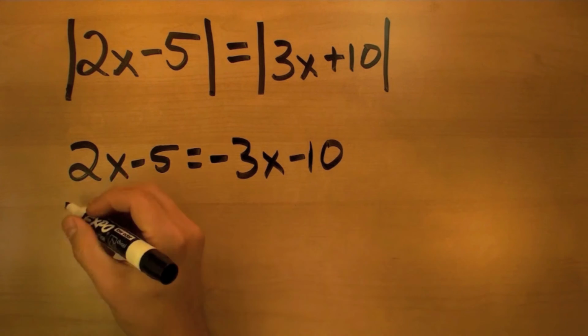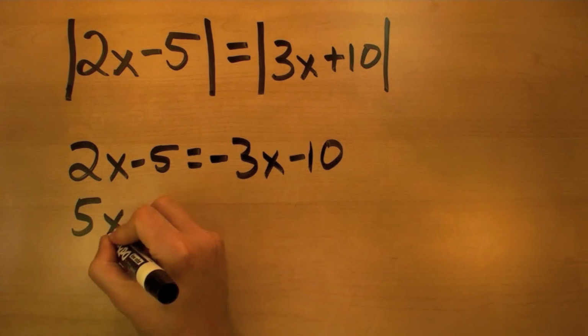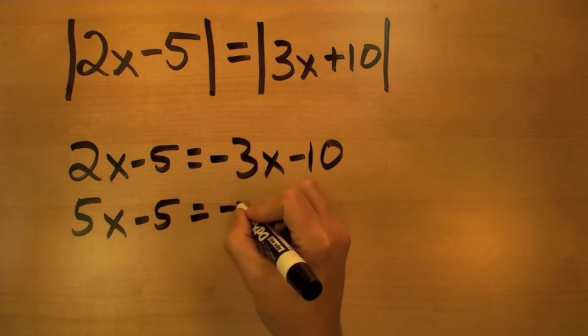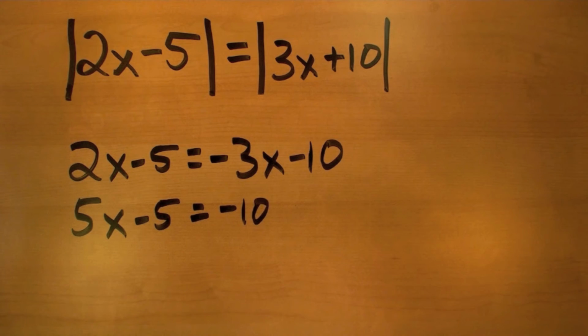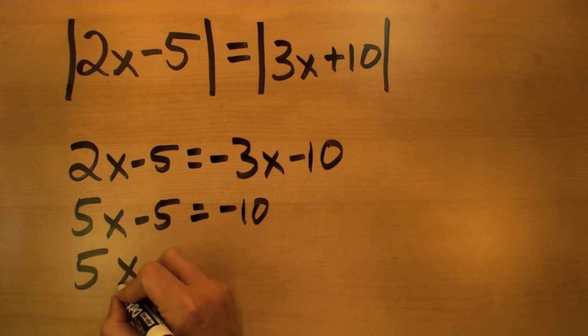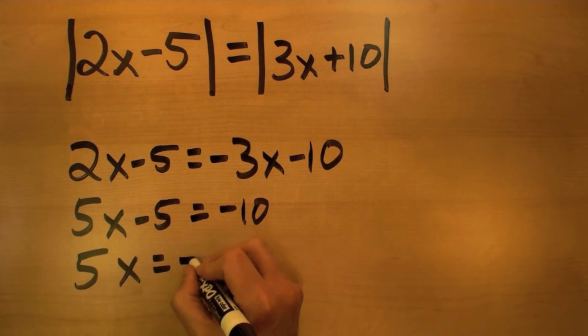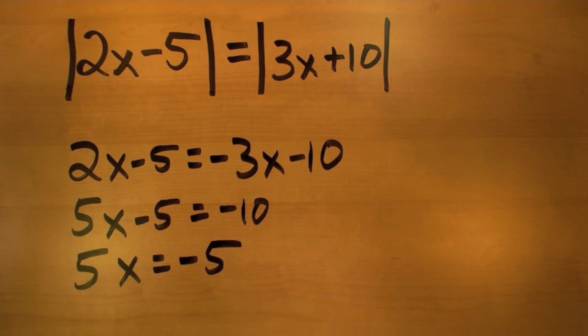So then we add 3x to both sides to get 5x minus 5 equals negative 10. Add 5 to both sides, 5x equals negative 5. Divide both sides by 5, we get x equals negative 1. And let's see what happens when we plug that in.